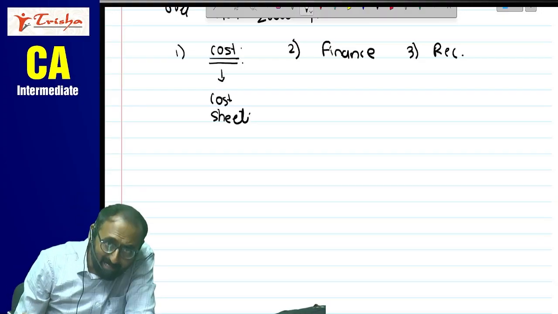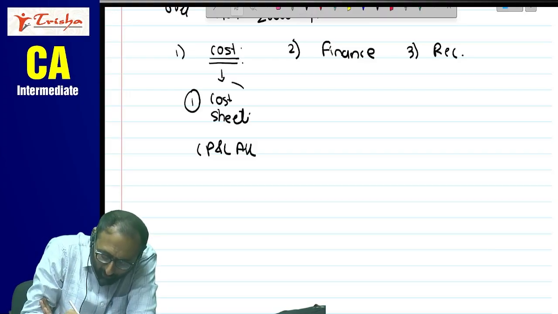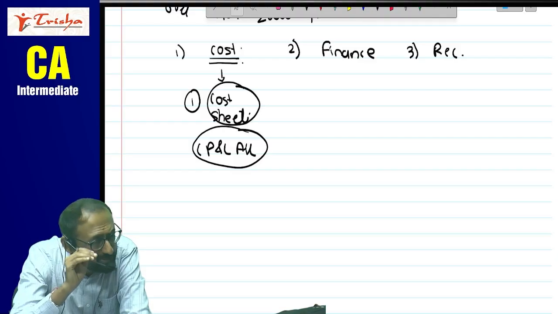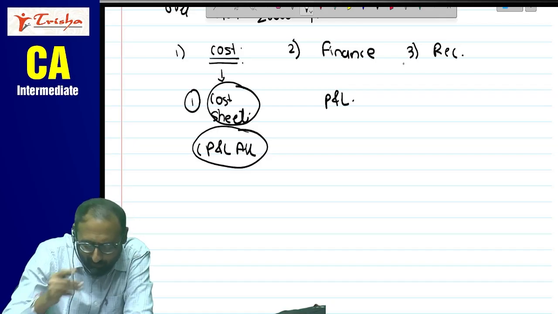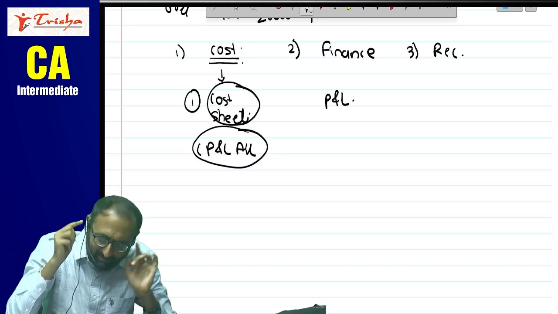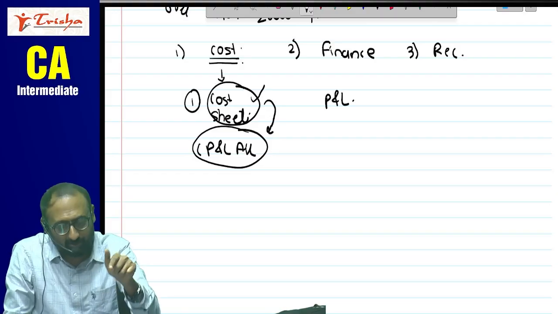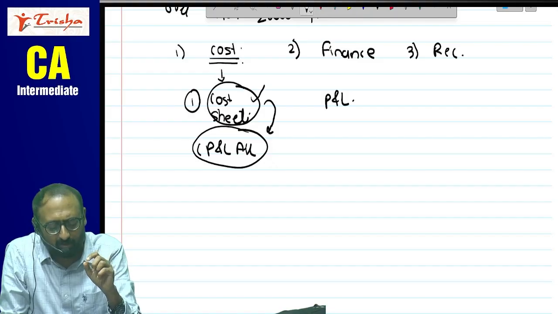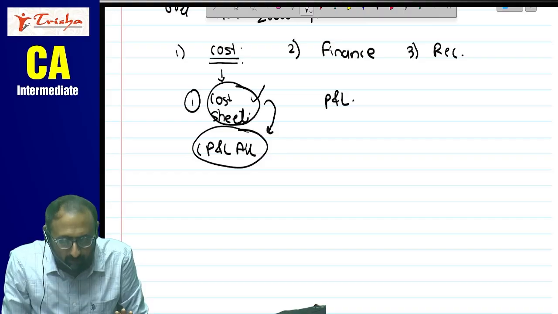If a question asks you to prepare a costing profit and loss account, still first of all you'll have to prepare the cost sheet, and then you will prepare the costing profit and loss account. Remember this. If the question says prepare costing profit and loss account, prepare financial profit and loss account, and reconcile costing profit with financial profit, then although it asks for the costing profit and loss account, first it is compulsory to prepare the cost sheet. I'll explain at the time of solving that question.